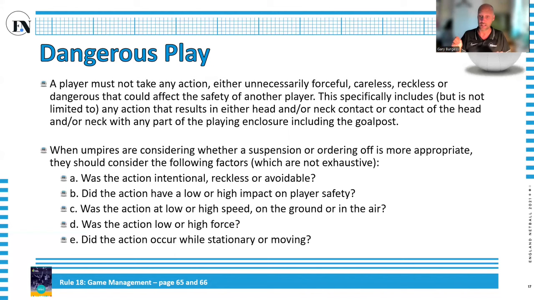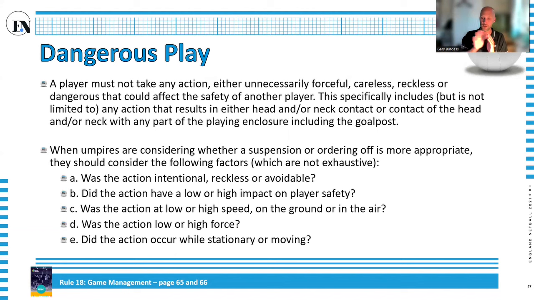Again, did the player realize at the last minute and put the brakes on and not hit them as hard? Or did they just think, no, I'm going through? Okay. Was the action low or high speed? Same again, in the air or on the ground. On the ground is a lot safer. There's a lot less chance of danger on the ground than there is for a player in the air. Was it high or low force? Was it hard or soft? Okay. Or did it happen while stationary or moving?